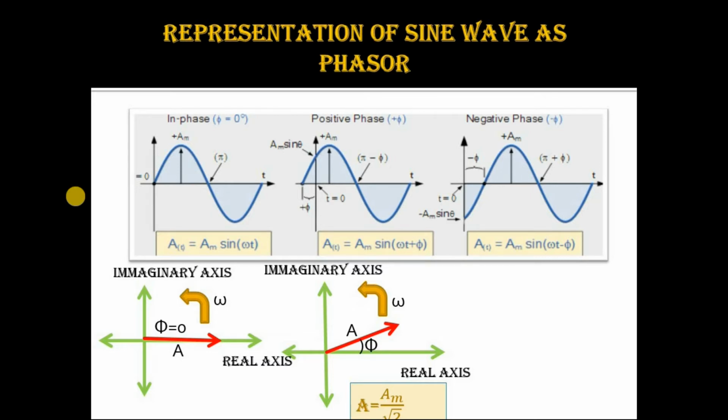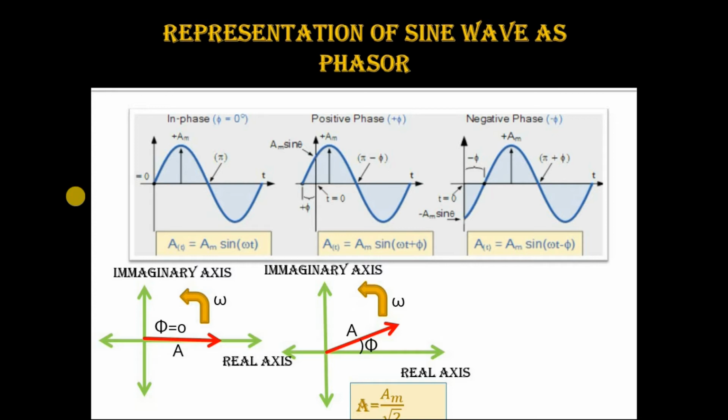Now what is the difference? The previous equation was A_M sin omega t, now it is A_M sin(omega t plus phi). So the phase shift is plus phi. A positive angle is measured in the anti-clockwise direction. So the red line is the phasor. It is rotated in the anti-clockwise direction by an angle phi. Magnitude is A and angular speed omega.